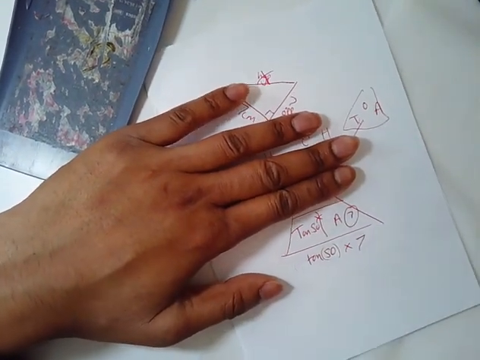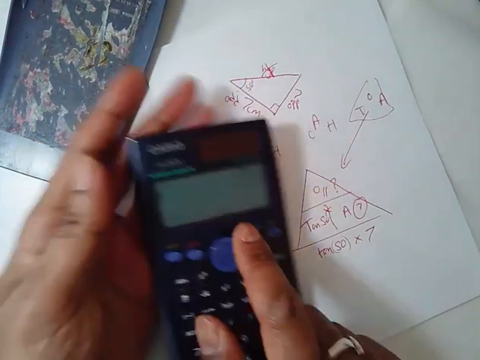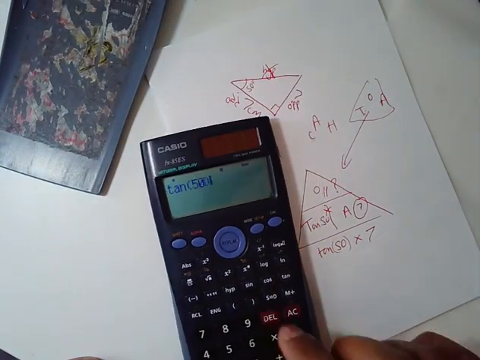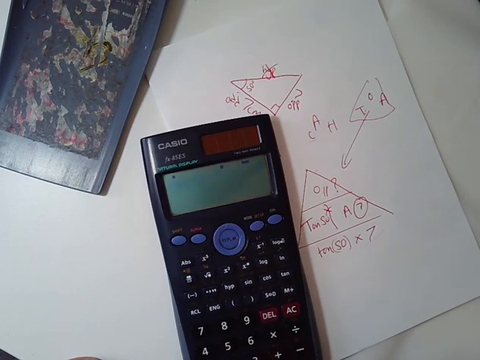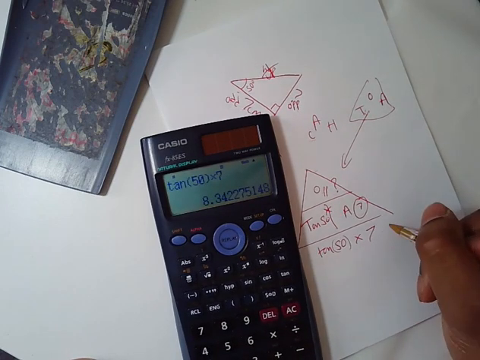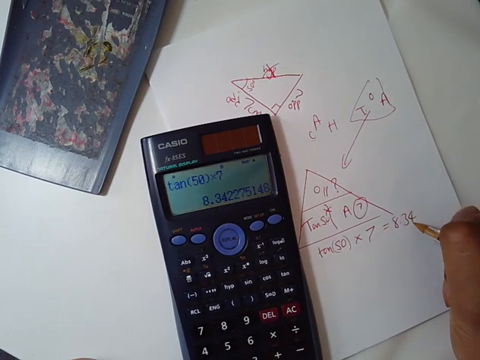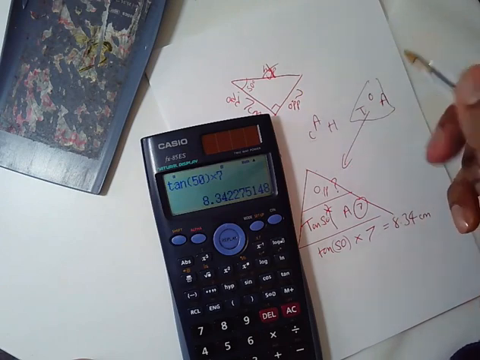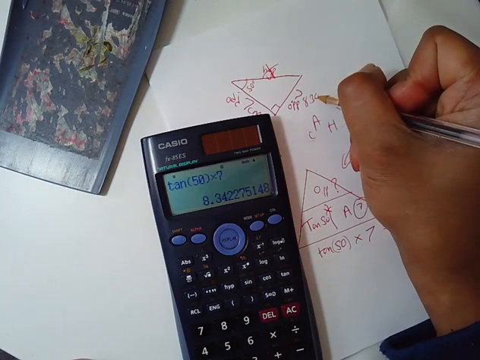So we do that in the calculator. Tan 50 times 7, that's 8.34 to 2 decimal places. So the missing side here, the opposite side, happens to be 8.34 centimeters.